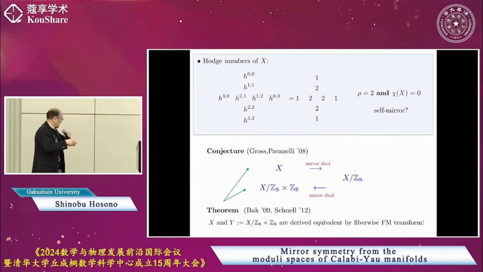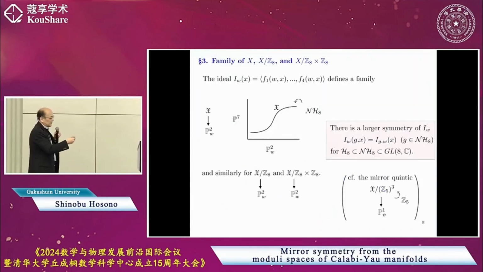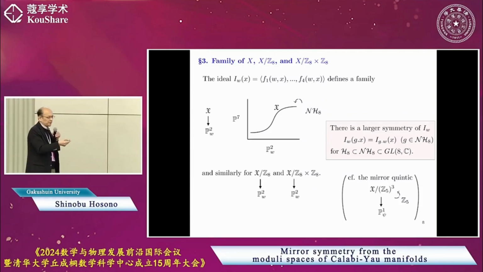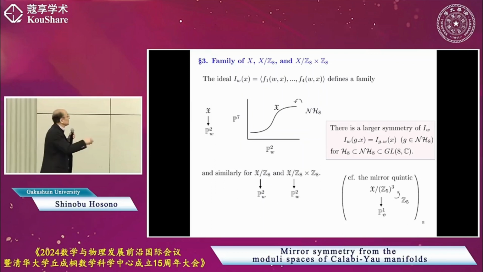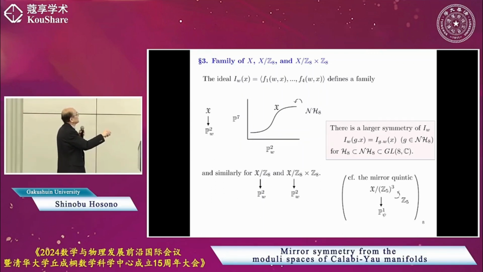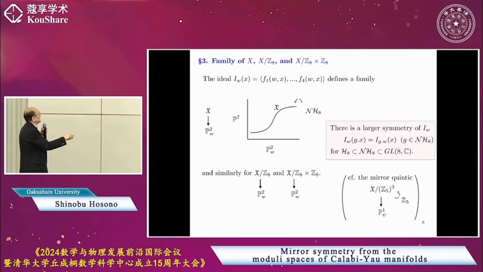Now I will come to the, I'm running short on time, so very quickly. My focus is the mirror symmetry from the viewpoint of families of Calabi Yau. So what I'm doing is constructing a family of Calabi Yau. Three types of Calabi Yau appeared here. Starting from this ideal generated by 4 quadrics like this, naturally over P2, Omega is the parameter space, and X is the total space. Here is the total space of this family.